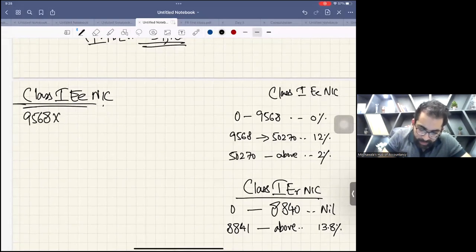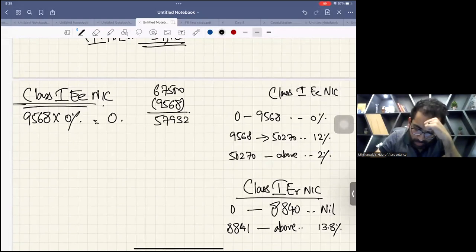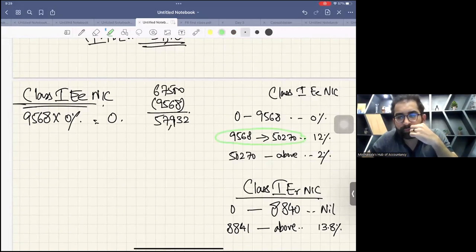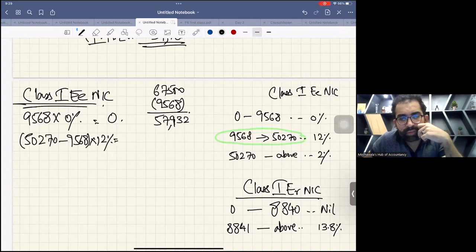For 9568, it's 0%. Okay. Now 67,500 minus 9568. How much is left? Please help me. 57,932. Now, can anybody tell me what is the capacity of this second band? No. Capacity. 50270 minus 9568. Yes, the capacity of second band is 40702. 40702 times 12%. Do it.